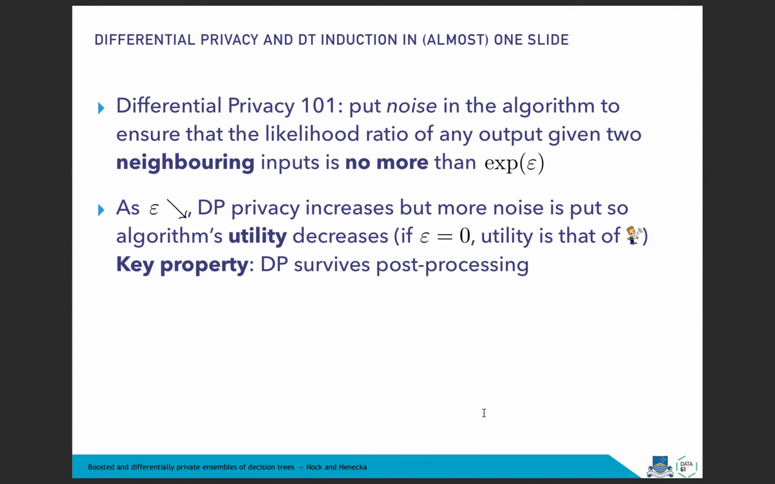So let's now put differential privacy in this picture. Differential privacy consists in putting noise in the algorithm to ensure that the likelihood ratio of any output given two neighboring inputs is no more than an exponential function of epsilon. So we can bound this likelihood ratio, where epsilon is the key parameter of differential privacy. It's positive, and as it decreases, privacy increases, but of course we put more noise, so the algorithm's utility, for example the accuracy in our case, decreases. A key property of differential privacy in our case is that it survives post-processing.